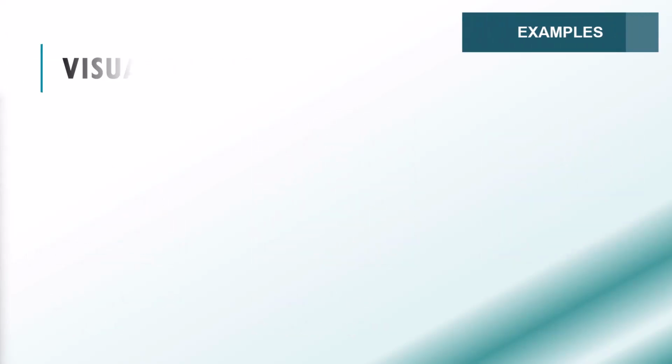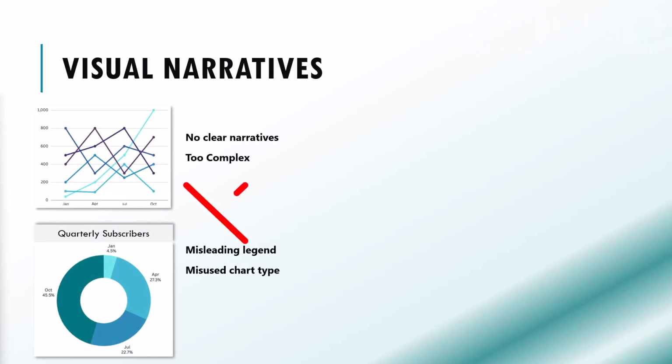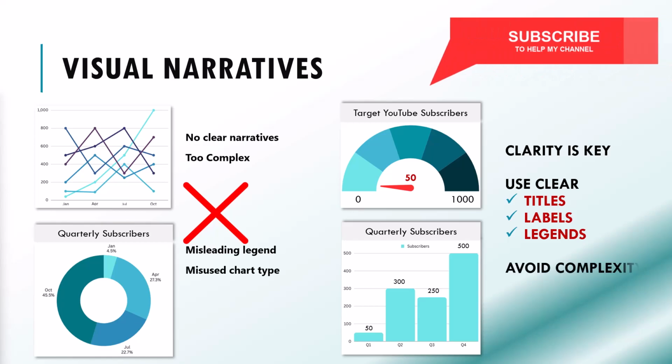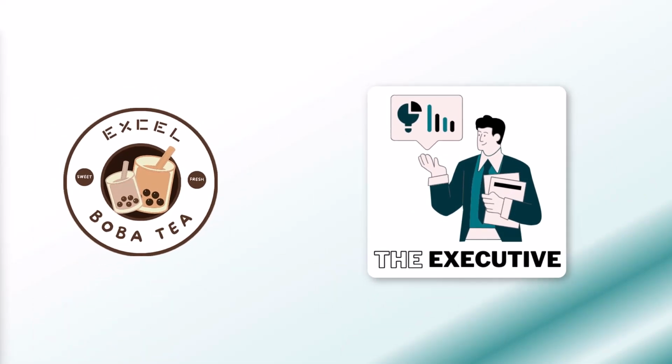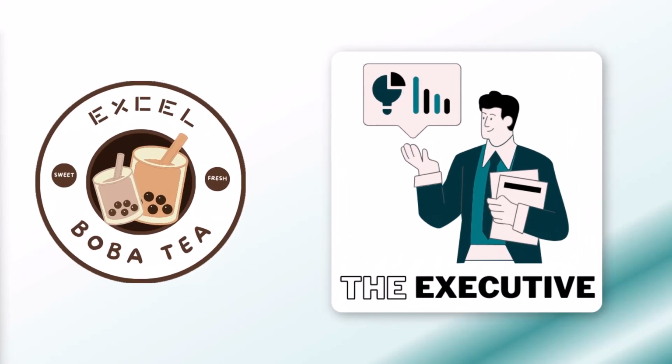Remember, charts aren't just pretty pictures, they are your voice. So clarity is key. Use clear titles, labels, and legends. Avoid adding unnecessary complexity that might confuse your audience. Now let's head to Excel and start to visualize our findings for the Excel Property management team.